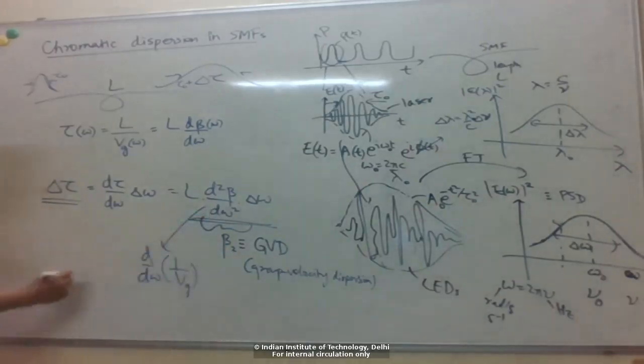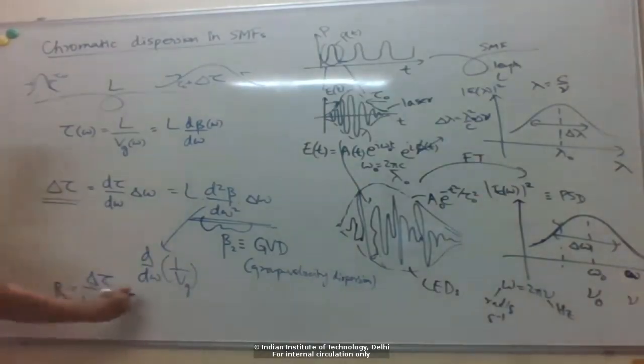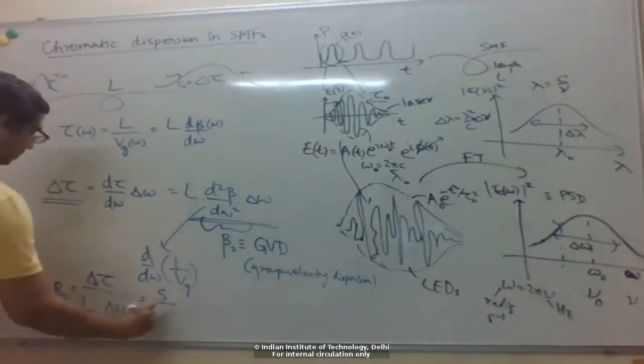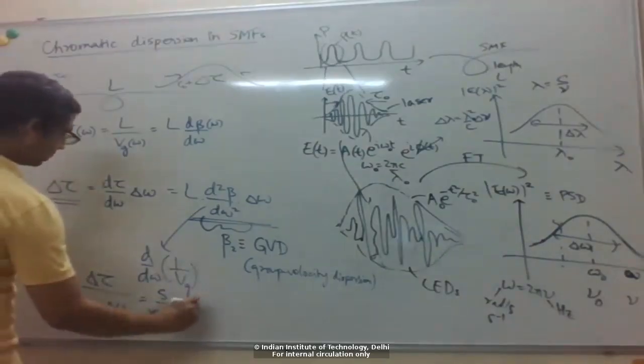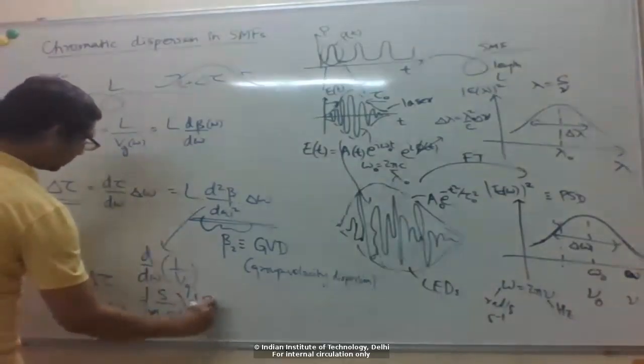Okay, so I can just define beta 2 as the broadening over some length of fiber divided by the bandwidth of the source, right? So you can see the units here: this is seconds, this is meter, and this is per second. So this is second square per meter. Okay.